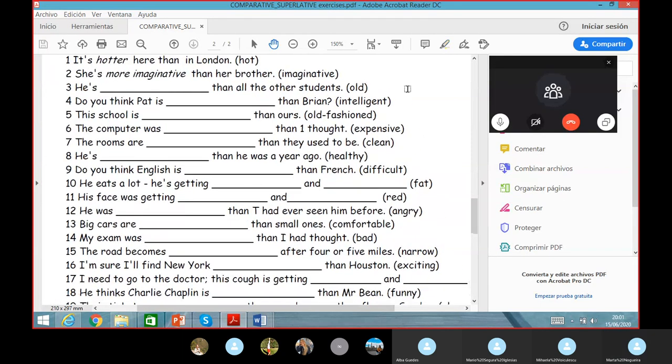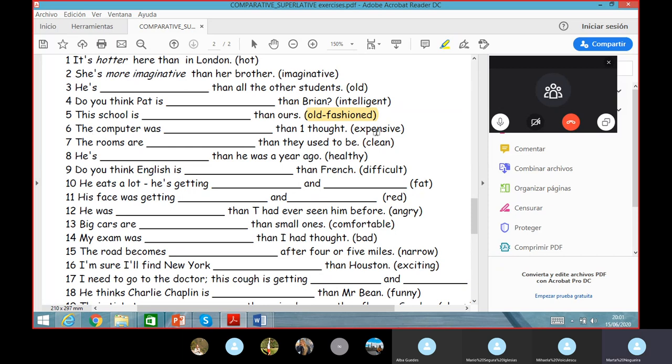Old-fashioned es un adjetivo largo, ¿vale? Es una palabra compuesta. We've got a hyphen, tenemos un guión, ¿vale? Y no digo older, no, more old-fashioned. Lo cuento como una palabra grande, entonces añado more y dejo el adjetivo tal cual. This school is more old-fashioned than ours. Esta escuela está más anticuada, ¿no?, que la nuestra.